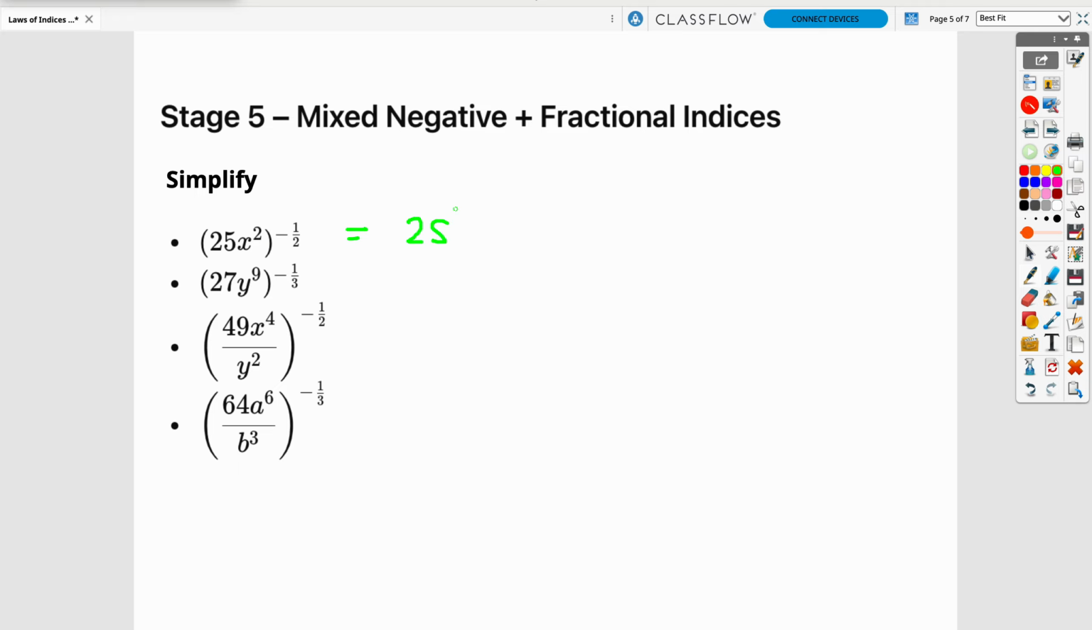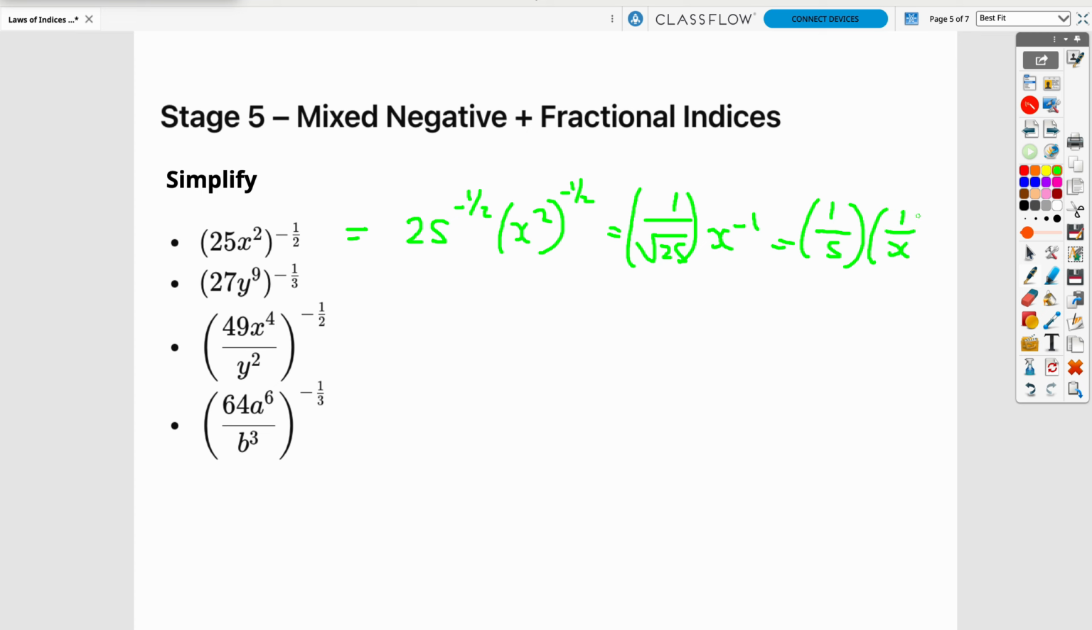We've got 25 to the power of minus a half, x squared to the power of minus a half. Now that would be 1 over the square root of 25, because it's 1 over 25 to the power of a half. And then this just gets multiplied together. Okay, so we've got that part, and then 2 minus a halves. Okay, 2 multiplied by minus a half is just minus 1. So what you get is 1/5 times by 1 over x. And when you multiply those two fractions together, you just multiply the top, multiply the bottom, so you get 1 over 5x, like so.